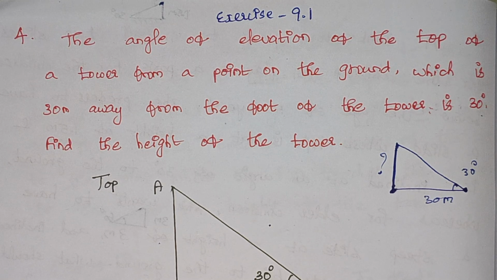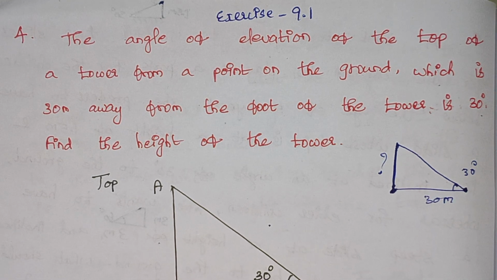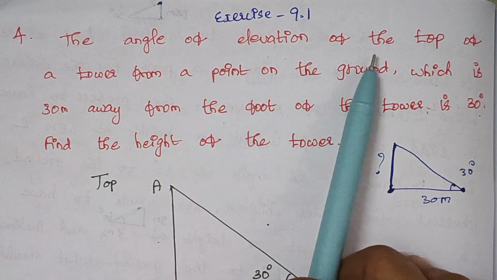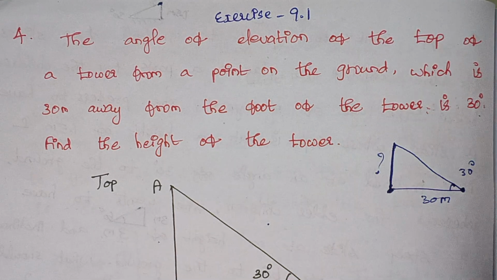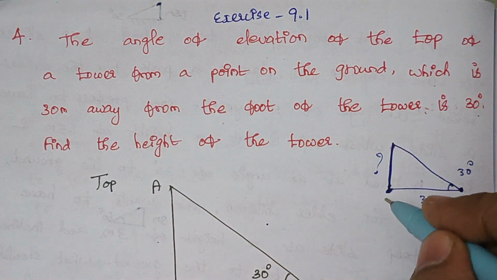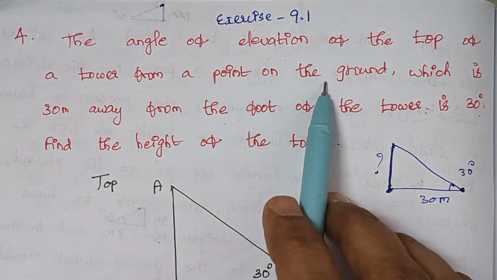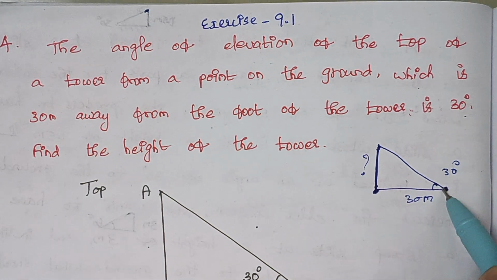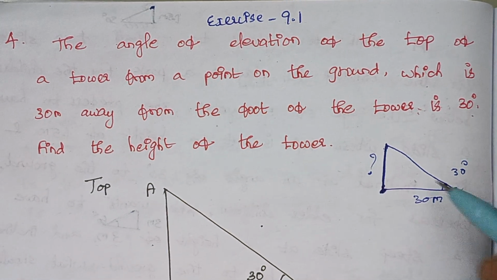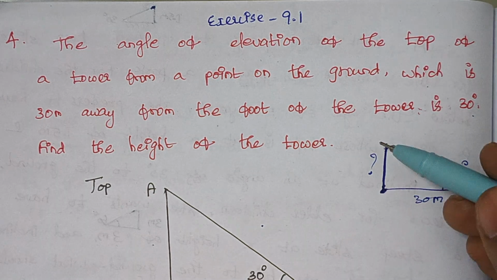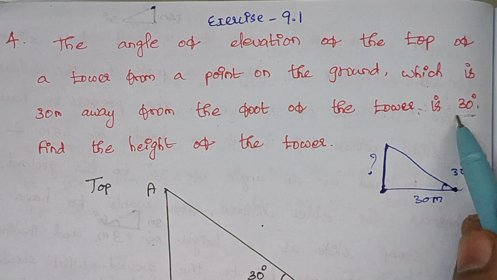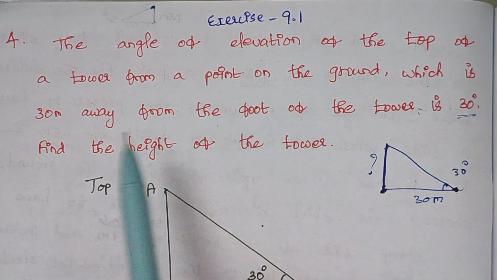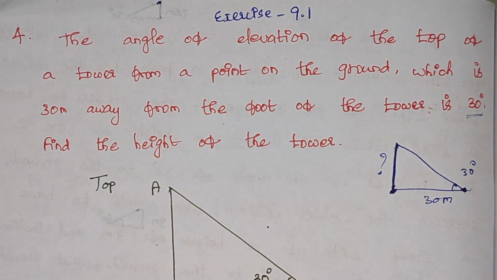Today we are going to solve problem number 4 under exercise 9.1. The problem is: the angle of elevation of the top of a tower from a point on the ground. Let this be your tower, and from a point on the ground there is a point, the angle of elevation, we are looking upwards, is given by 30 degrees, which is 30 meters away from the foot of the tower.